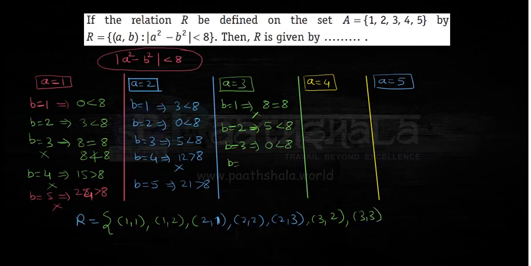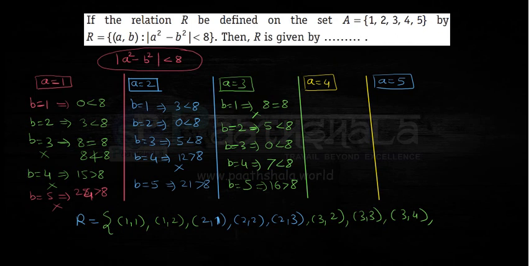Let's check for B equals 4. So it is 3 square minus 4 square, that is 9 minus 16. So 9 minus 16 is nothing but minus 7, that is plus 7 in absolute value, which is less than 8. Hence (3, 4) is a valid pair. If you take B equals 5, then A square is 3 square, that is 9, 9 minus 25, that is B square. So the difference is 16, and 16 is greater than 8. So (3, 5) is not a valid pair.